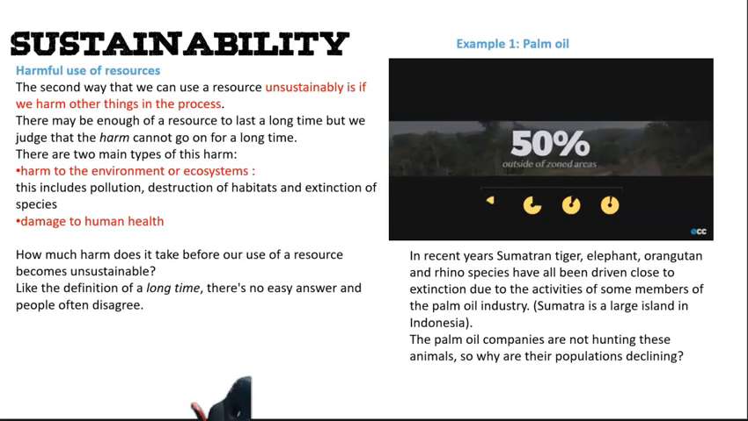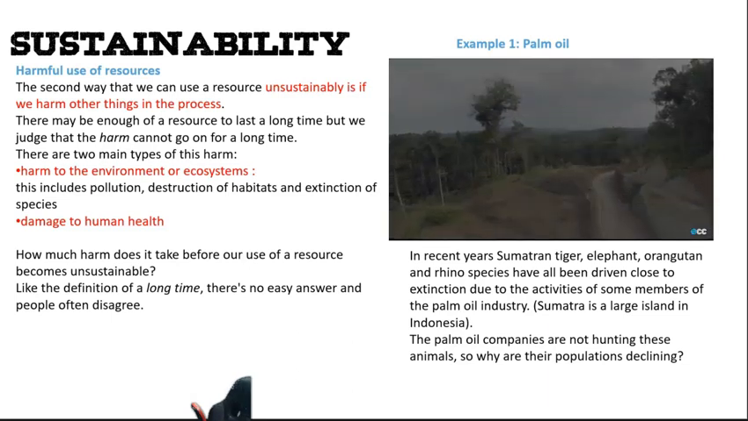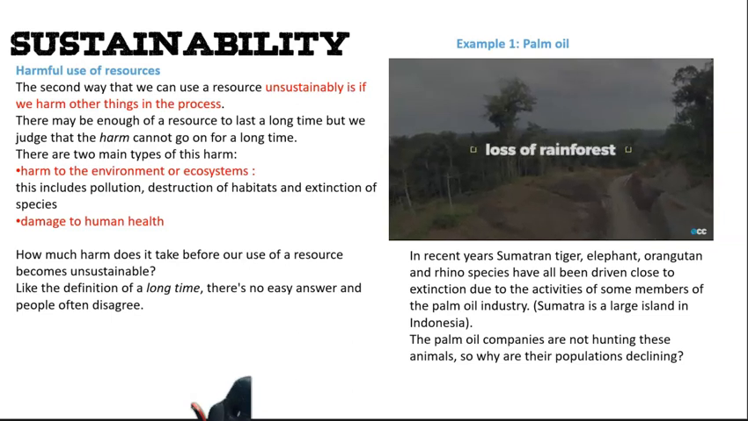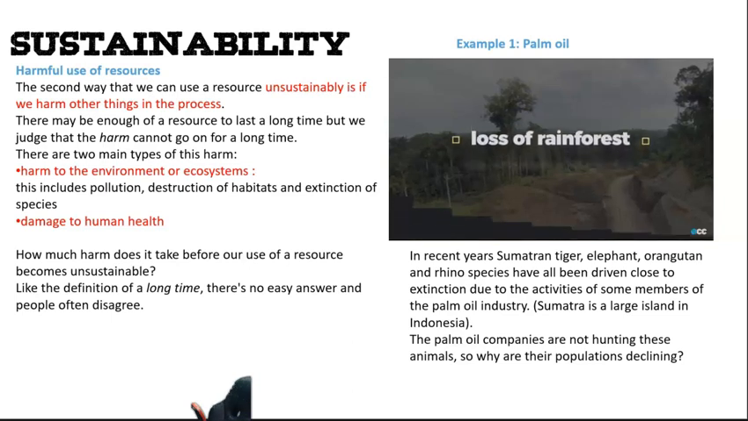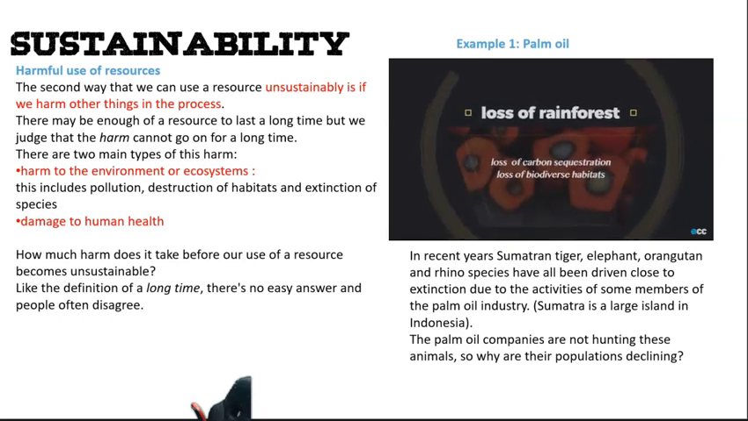And it's this act of rapidly terraforming forest land into neat rows of oil palms that has led to a backlash against palm oil products. Not only is the loss of rainforest a problem due to the subsequent loss of the ability to sequester large amounts of carbon, but it also means the destruction of rich biodiverse habitats.